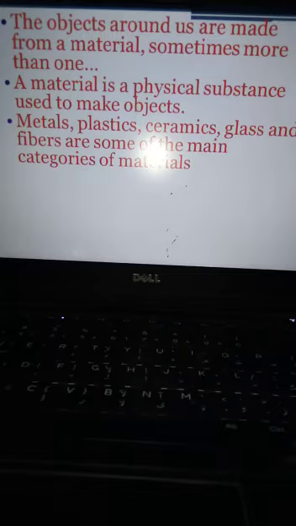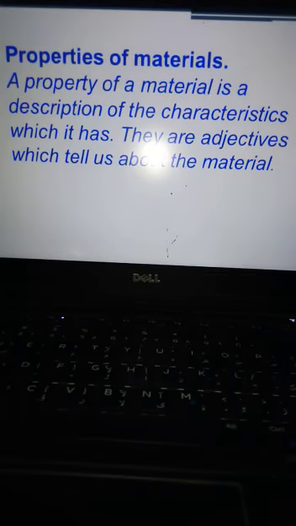There are different categories of materials like commonly used metals, plastics, glass, fibers, ceramics, etc. They are some of the main categories of materials.